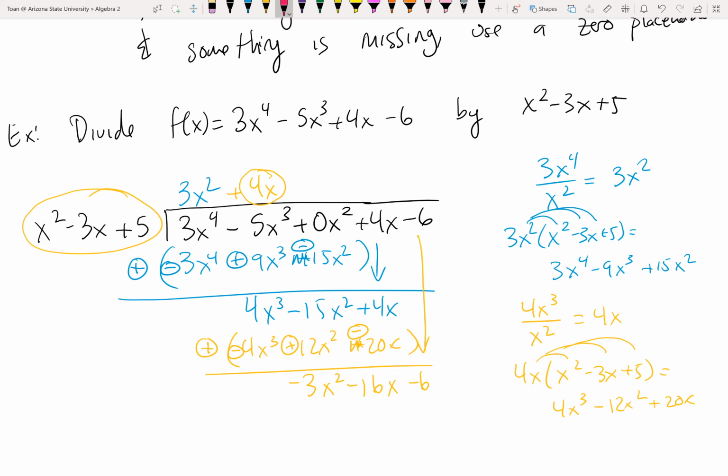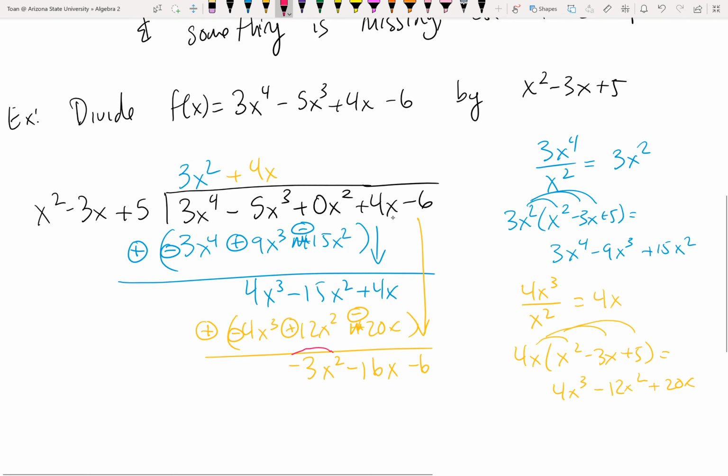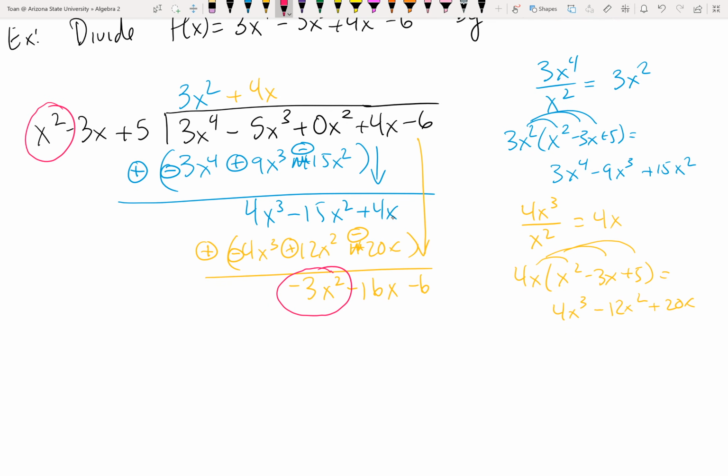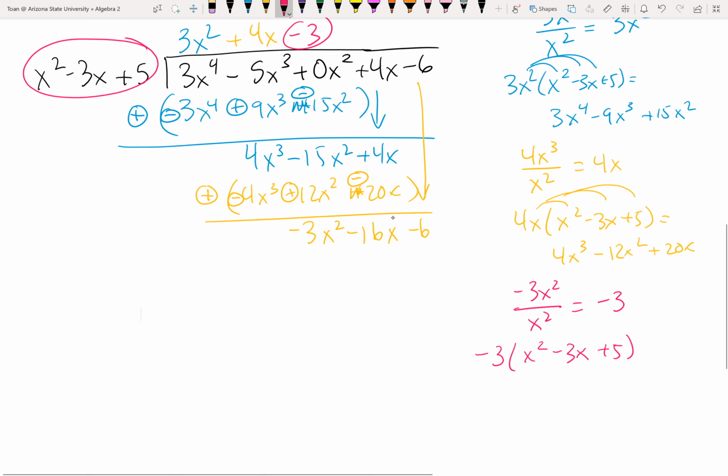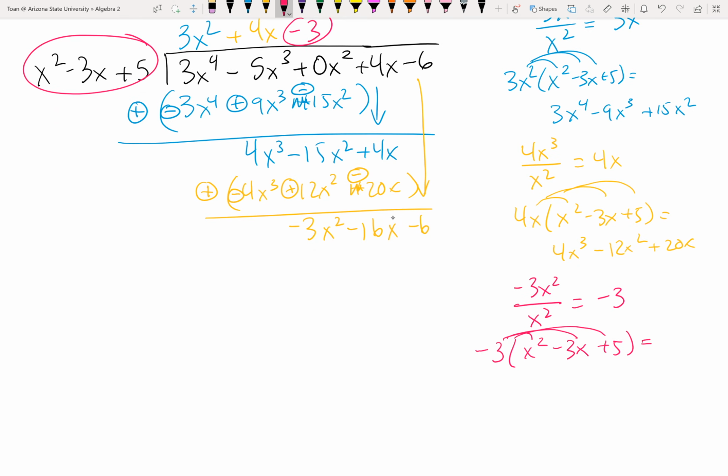We got one more step to go. We start over, divide, and again, you only divide the first pieces. So, negative 3x squared divided by x squared, we can clearly see the x squareds cancel, so that leaves us with a negative 3. So I'm going to write a minus 3 up here, and then you just multiply. Take the negative 3 and multiply it with the whole divisor. Negative 3 times x squared minus 3x plus 5. You distribute. Negative 3x squared plus 9x minus 15, and we'll go ahead and write it underneath here.